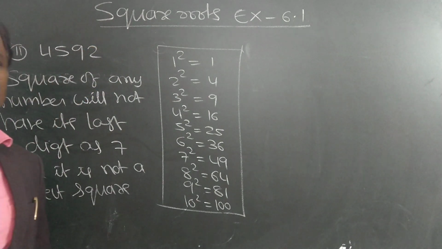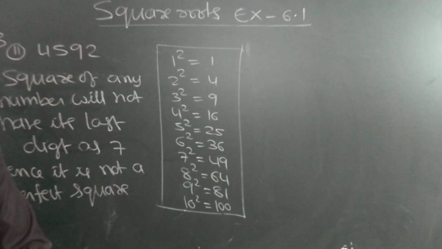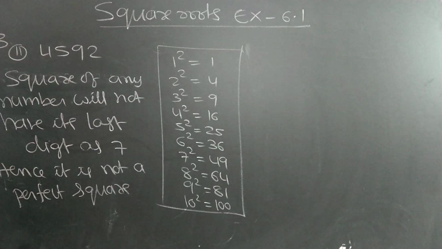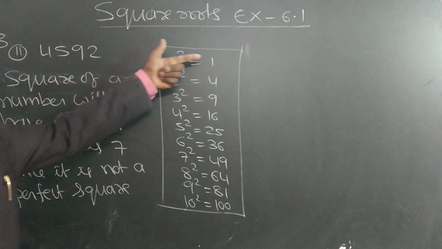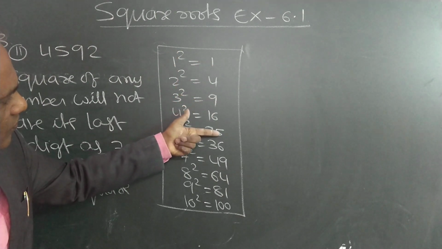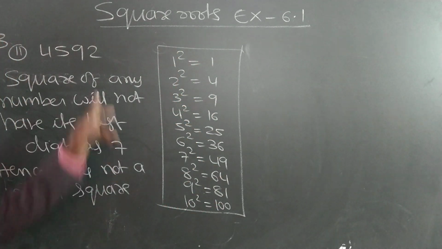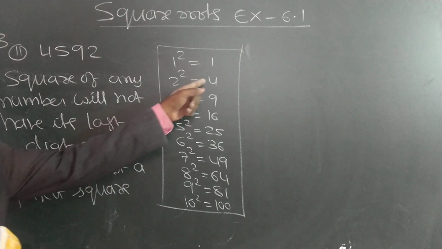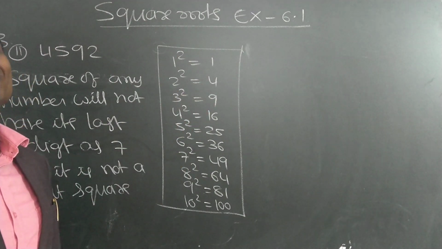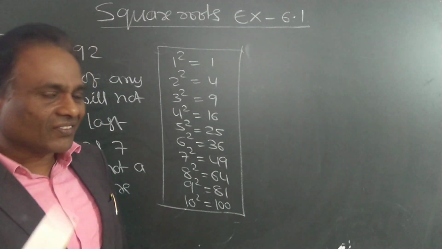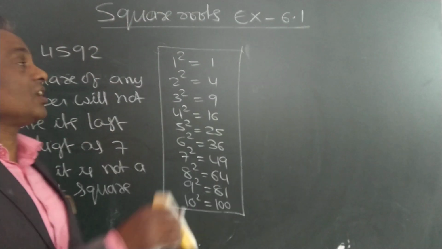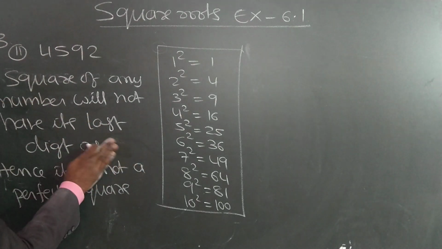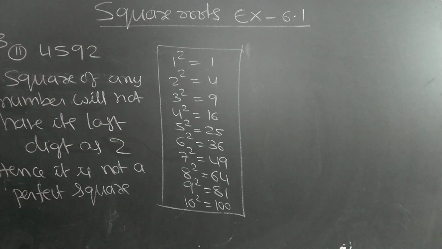Students, if you square any number, 20 square, 30 square, 25 square, 36 square, 28 square, 27 square, 12 square, 22 square, 32 square, any square, the last digit will not be 2. Only the last digit may be 1, 4, 9, 6, 5, zeros. Even 2 square is 4, 12 square is 144, 22 square, the last digit will be 4. So there is no question of getting 2 in the last digit. Square of any number will not have its last digit as 2. Hence it is not a perfect square.